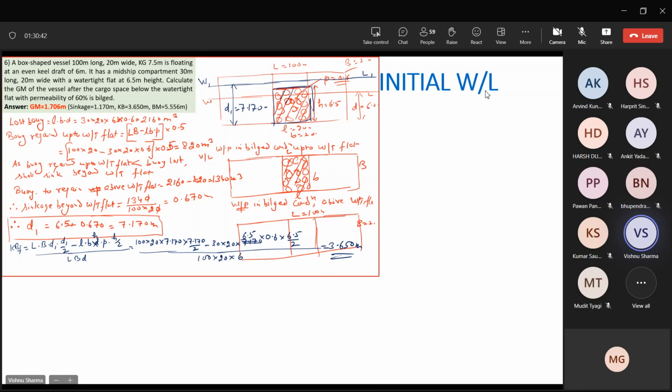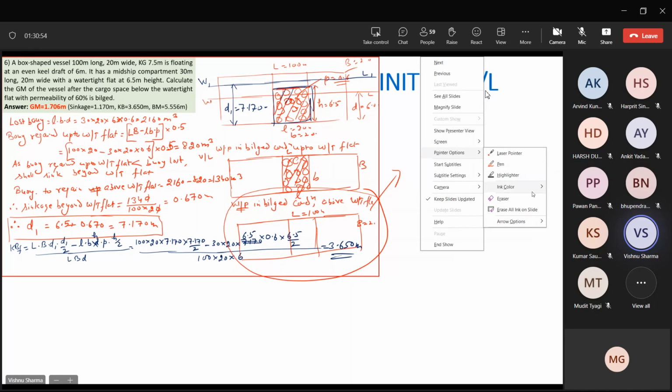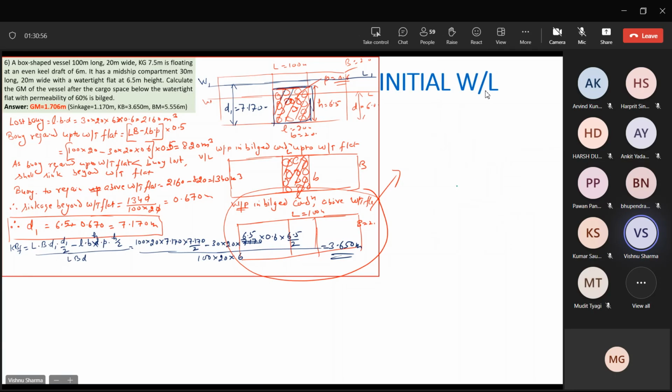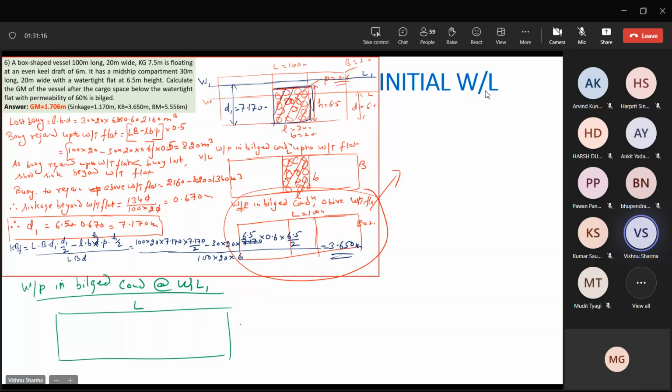Okay. For BM, I don't have to draw, but since I have overwritten it, I'll redraw this part again here. It was not required to be drawn again because it is already there. Let me use green now. So what am I drawing? Water plane in bilged condition at W1, L1. Okay, guys. The full water plane at W1, L1 is intact.